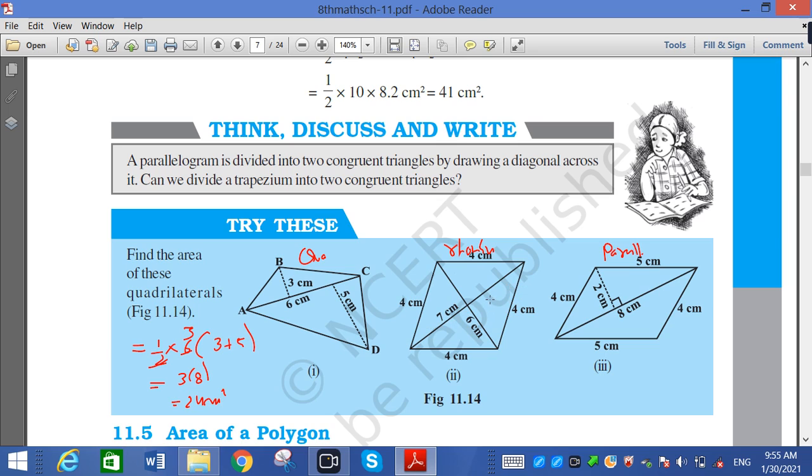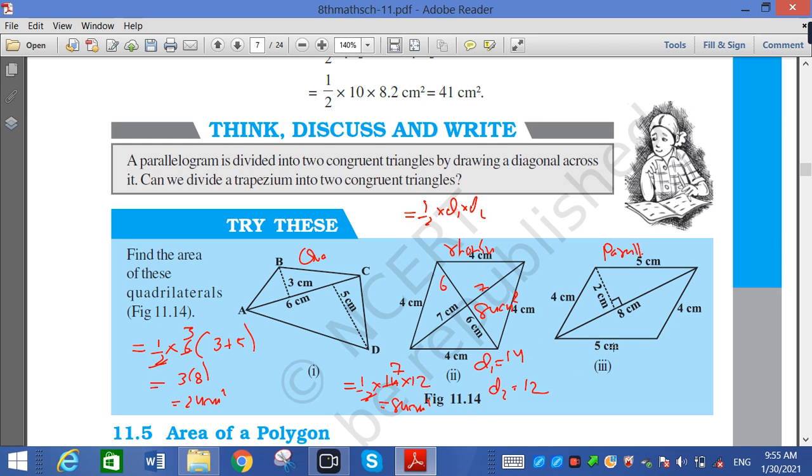Here it is a rhombus. 4, 4, 4. So here if it is 7, then again here it is 7. Here it is 6. So d1 is equal to 14 and d2 is equal to 12. So formula, that is half into 14 into 12. If you cancel 7, that is 84 centimeter square. Again it is a rhombus, so directly we put half into d1 into d2.